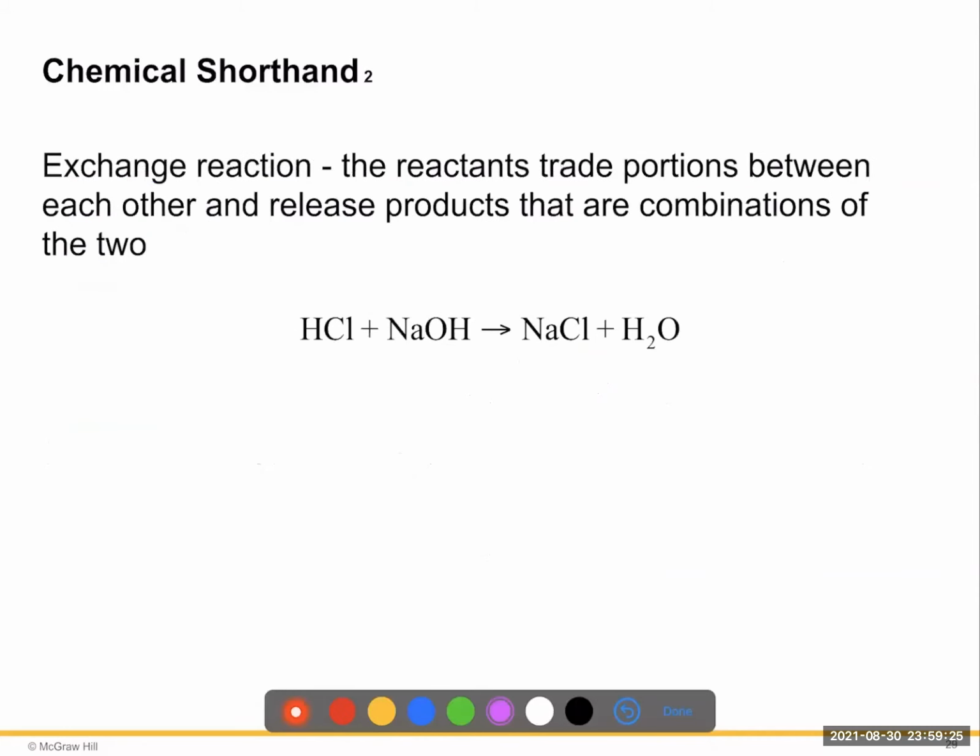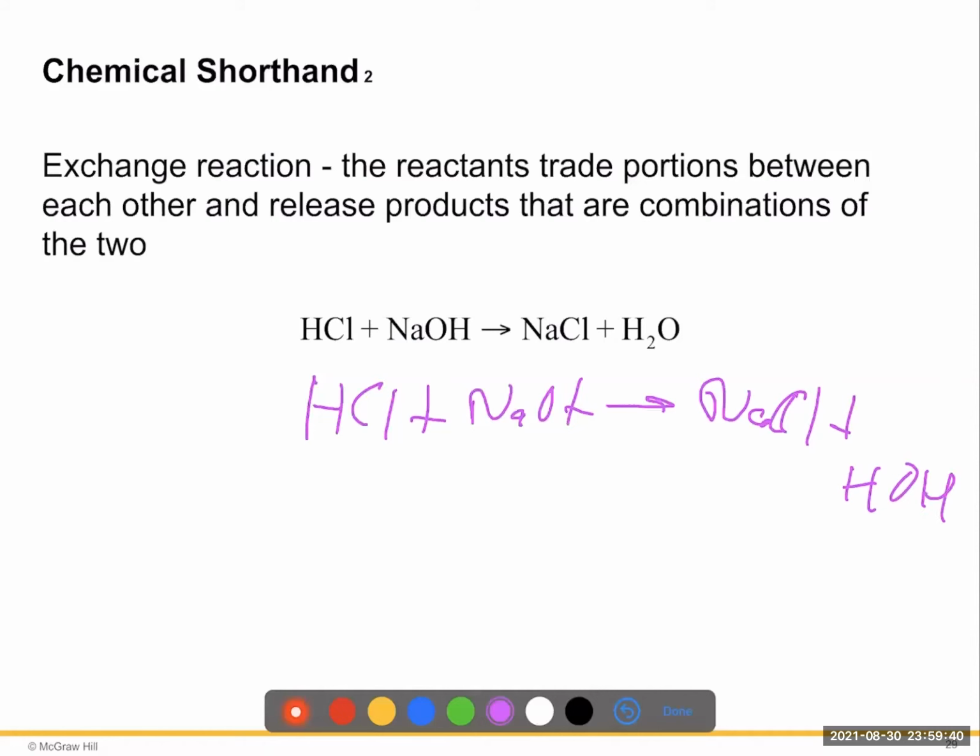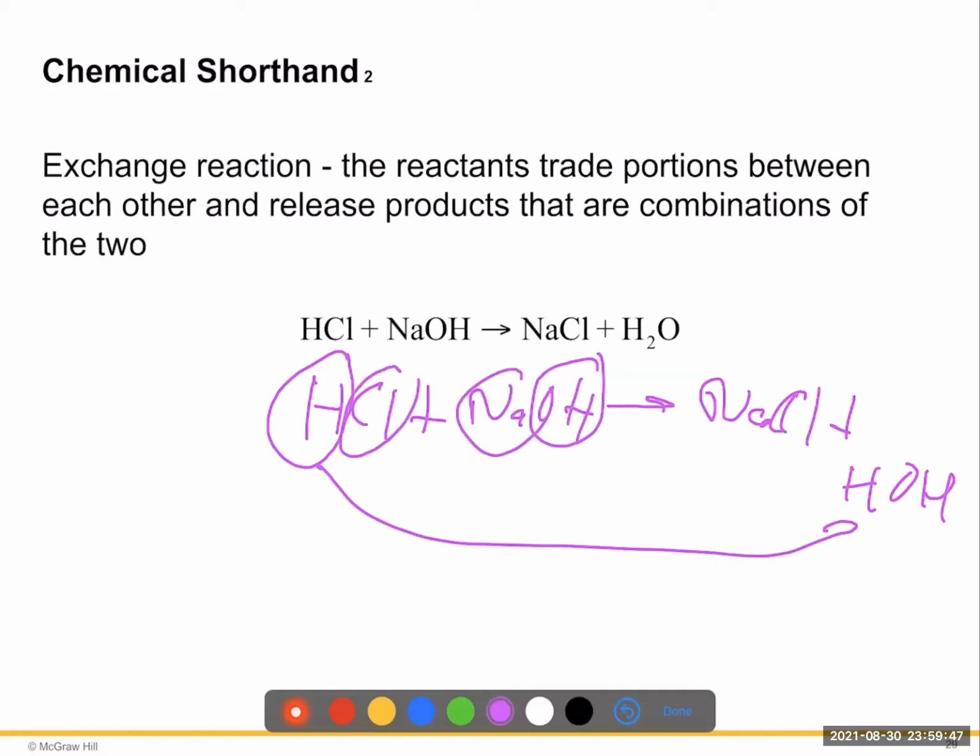And then you've got exchange reactions, where one thing's being exchanged for the other. Here we have HCl plus NaOH, and we're going to form sodium chloride and water. I'll put water as HOH, okay? Because this hydrogen now combines with this OH, and that forms water. This sodium combines with this chlorine, and that forms NaCl. So it's an exchange reaction. You're exchanging the positive parts to combine with the negative parts of the other one.